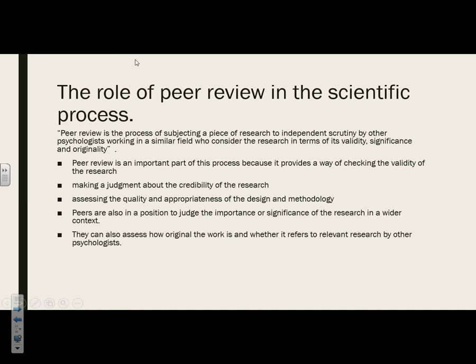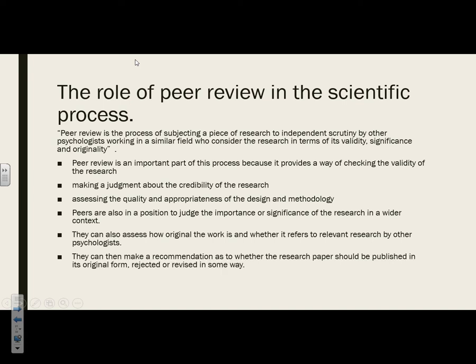Does it look at other researchers? Is it doing anything fraudulent, anything naughty? And then say whether it should be published, rejected, or revised. So yes, we'll publish it exactly as it is. It's perfect. No, it's terrible. It shouldn't be published at all.